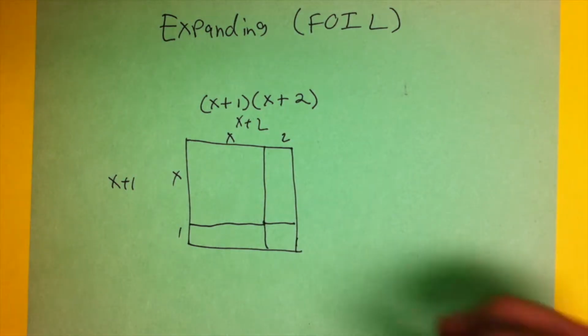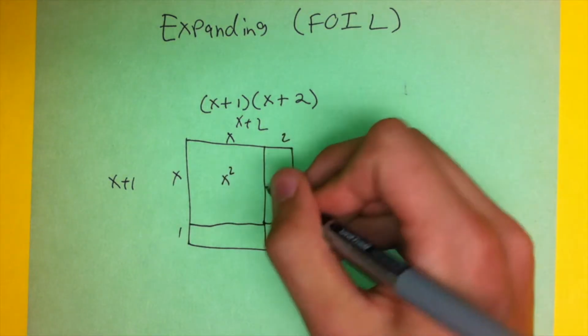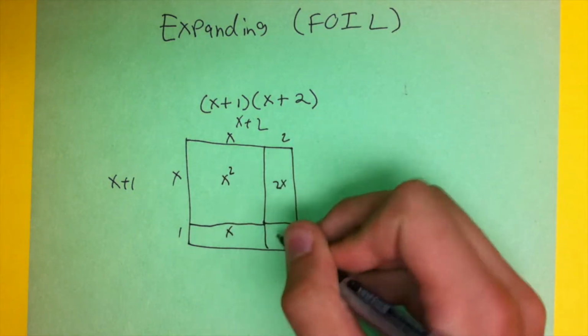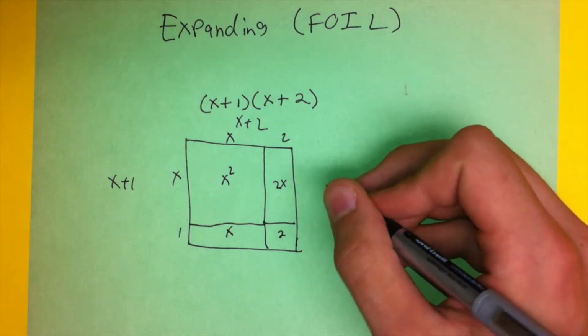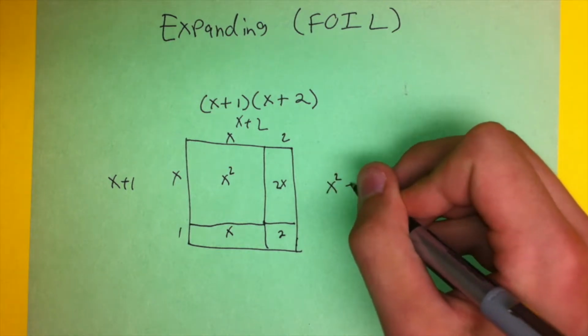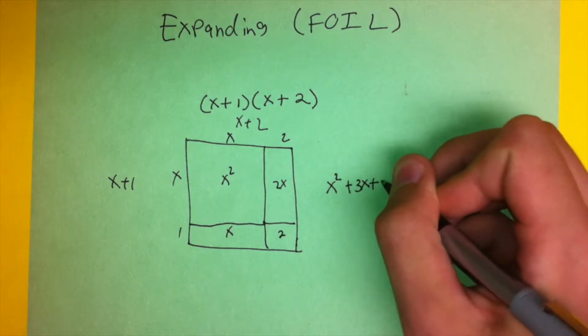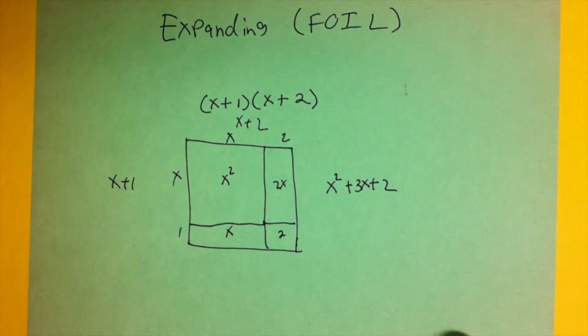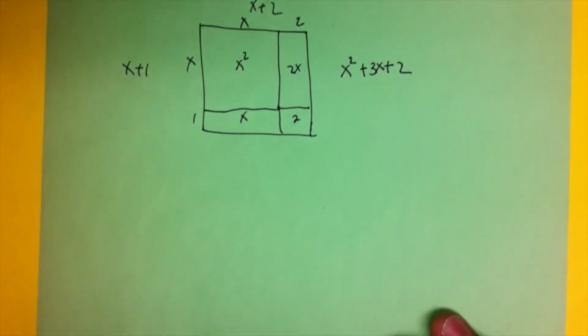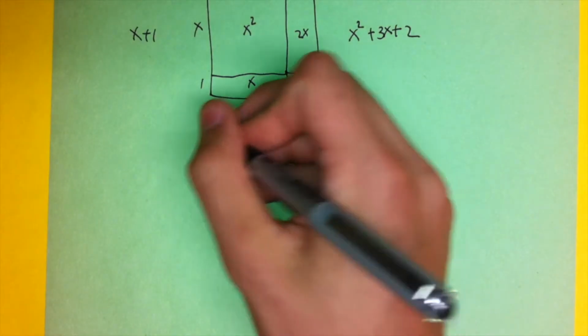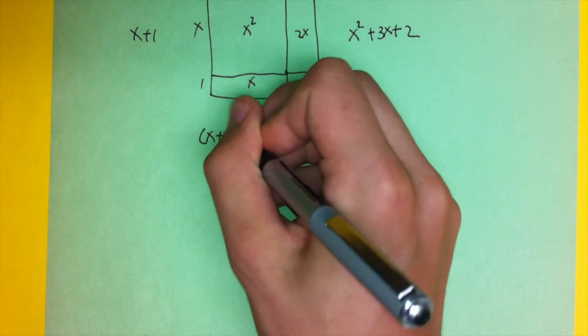Then we went through and said we'd have areas x squared, 2x, x, and 2, and therefore we could add all of these together to get a total area for the rectangle of x squared plus 3x plus 2. The question is, how do we do that without drawing a rectangle? So I'm just going to copy the expression back down here.